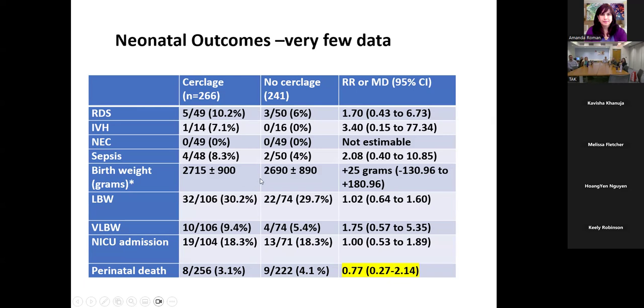What we had was weight, a little bit bigger in cerclage, but really not clinically significant. And NICU, with a little bit more data, non-significant. And we had the most data, almost all of the data we did have, on stillbirth and neonatal death. And again, a 23% decrease in perinatal death, 3.1% versus 4.1%, but non-significant as well.